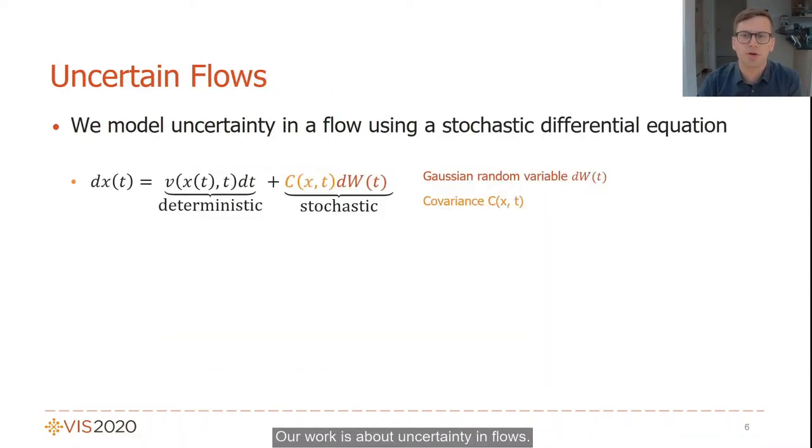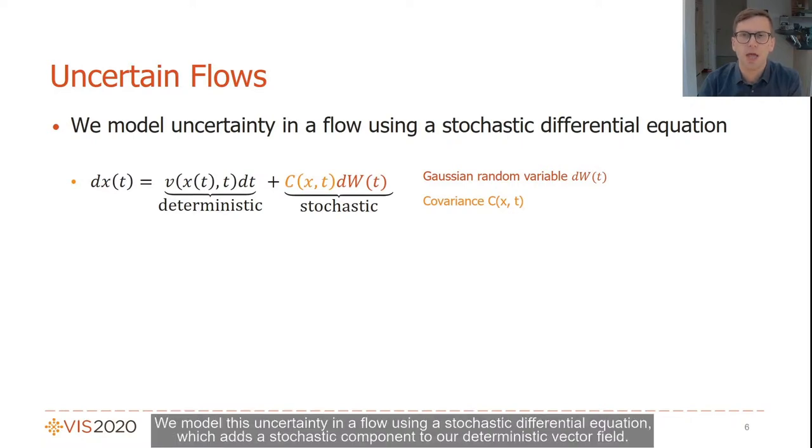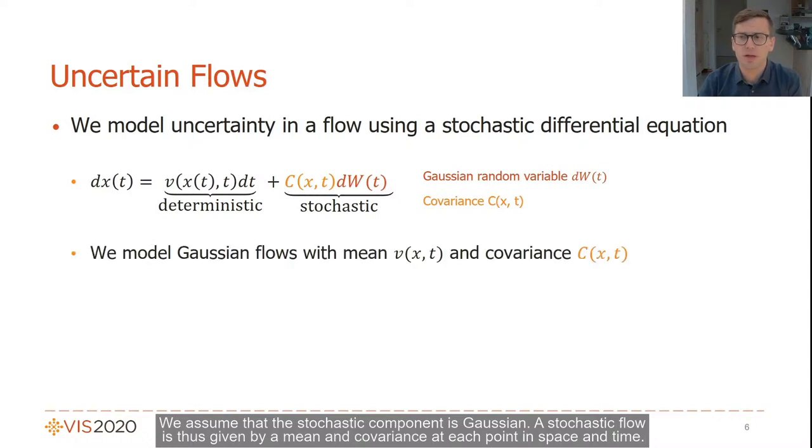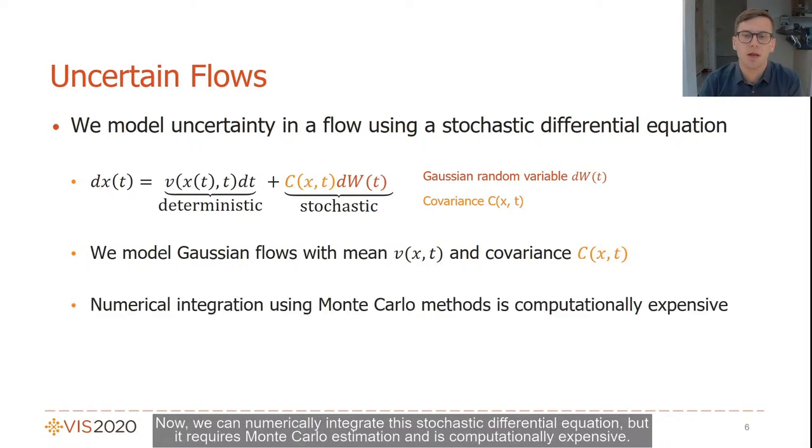Our work is about uncertainty in flows. We model this uncertainty in a flow using a stochastic differential equation, which adds a stochastic component to a deterministic vector field. We assume that the stochastic component is Gaussian. A stochastic flow is thus given by a mean and covariance at each point in space and time. Now we can numerically integrate the stochastic differential equation, but it requires Monte Carlo estimation and is computationally expensive.